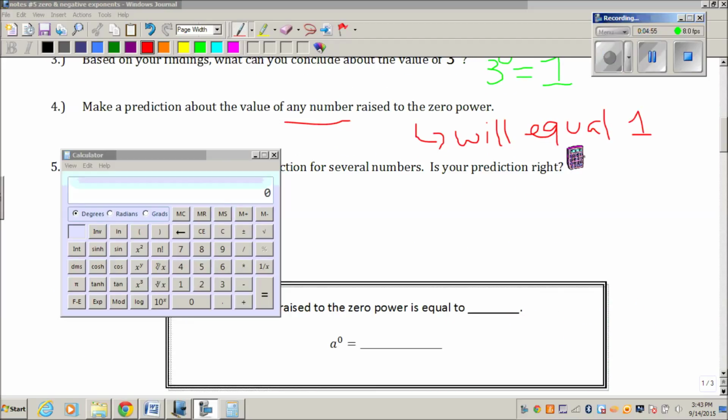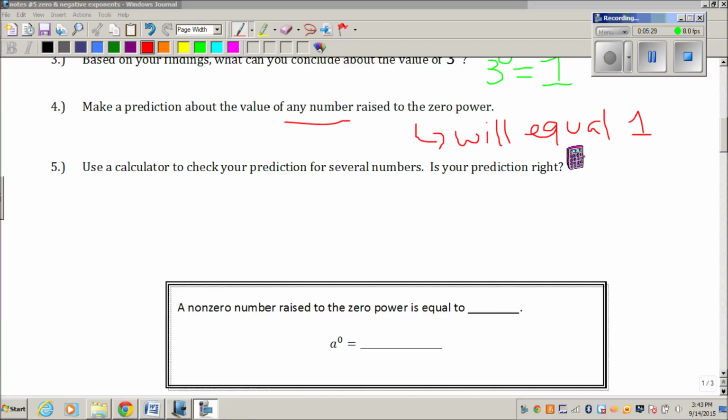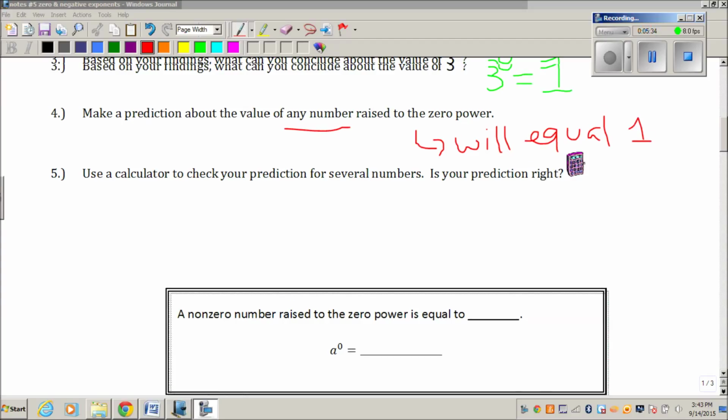So here I brought up my scientific calculator. I'm going to try some problems. I'm going to do 6 raised to the 0 power, and it gives me 1. How about 9 raised to the 0 power? I get 1. How about 18 raised to the 0 power? I get 1. Let's write a big number. How about 999 raised to the 0 power? We get 1. So no matter what number you try as a base, any non-zero number raised to the 0 power is equal to 1.